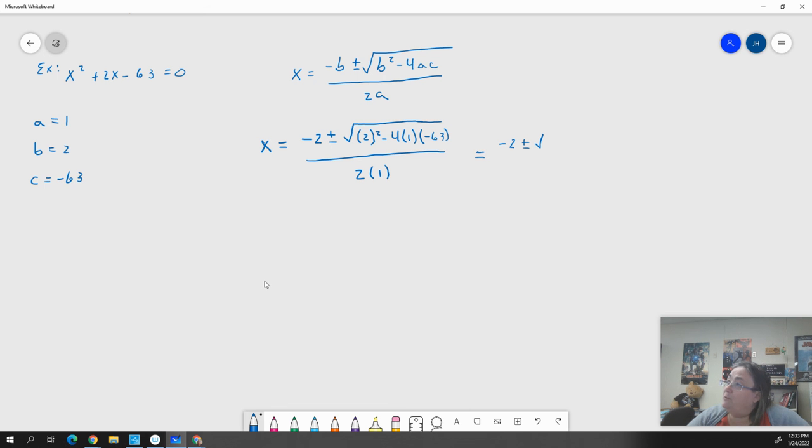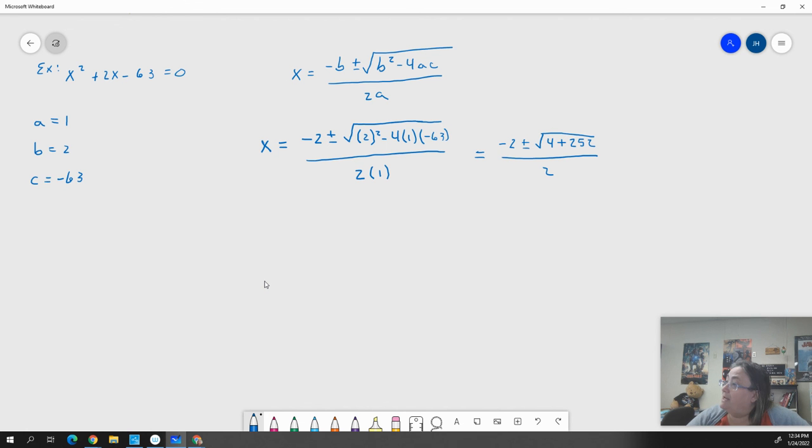And I know that 2 squared is 4. And if I look at negative 4 times 1, I get negative 4 times negative 63 is going to be positive 252. And I know that off the top of my head because I'm brilliant or because I just did it in 4th period. But if you want to think it's because I'm brilliant, go right ahead.